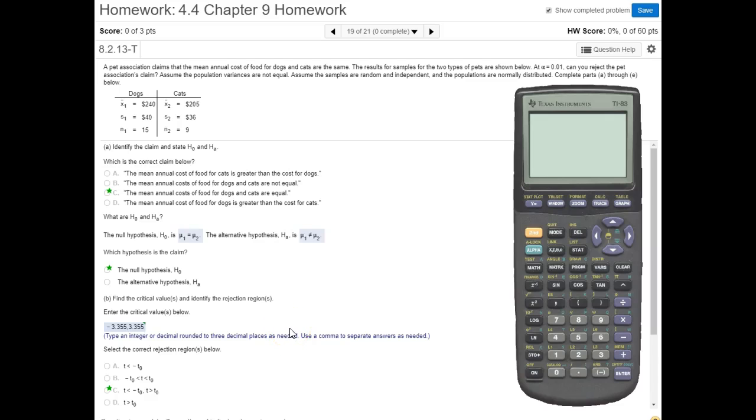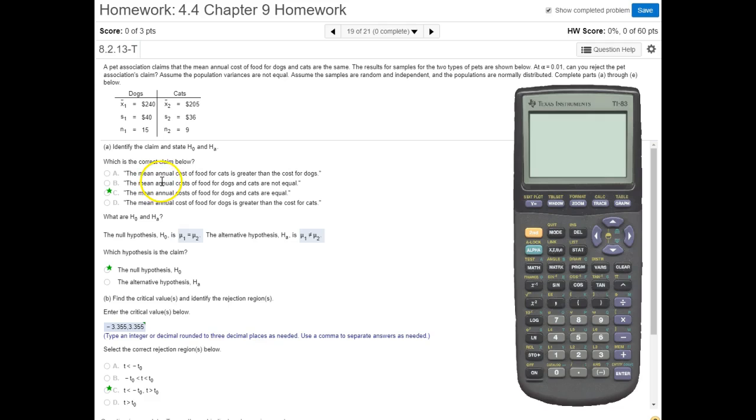All right, so let's look at this problem here. We're going to do 8.2.13/T. We have an association claim that the mean annual cost of food for dogs and cats are the same. Okay, so if the claim is that dogs and cats are the same, the cost, then that is a two-tail test. So just right off, we can tell the answer to A.